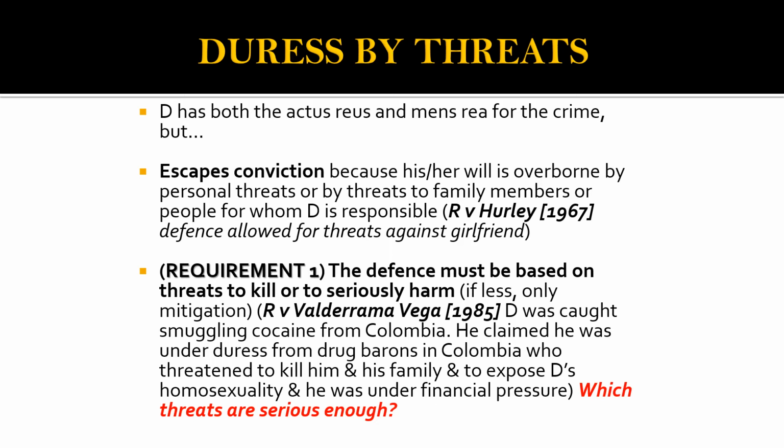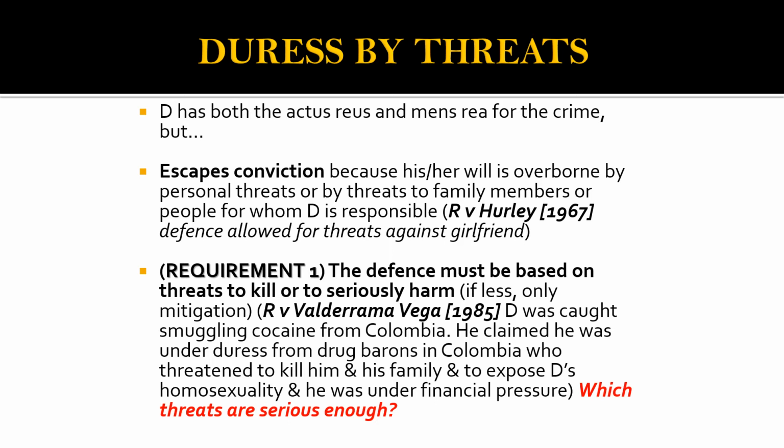So love the name. Valderrama Vega was caught smuggling cocaine from Colombia. He claimed he was under duress from drug barons who threatened to kill him and his family, but also to expose his secret homosexuality and the fact that he was under financial pressure.